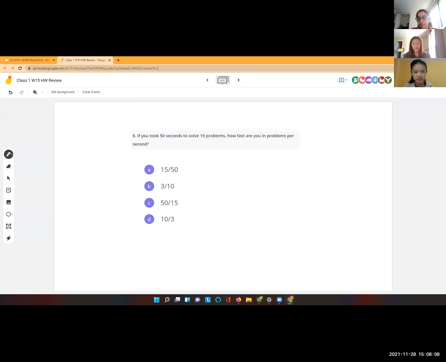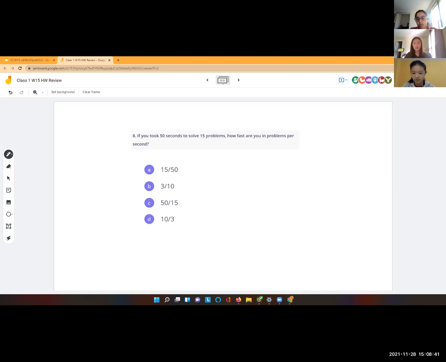Okay, so the last question, if you took 50 seconds to solve 50 problems, how fast are you in problems per second? So this one is pretty simple, but it's also really easy to mess up. It says problems per second, so you have to know which one to put on top, problems or seconds. Well, if it's problems per second, that means problems is at the top. I'm just gonna say prob for short. And then seconds is at the bottom.